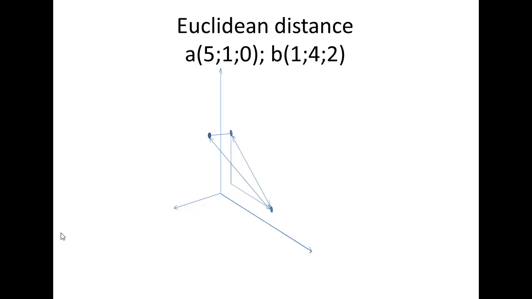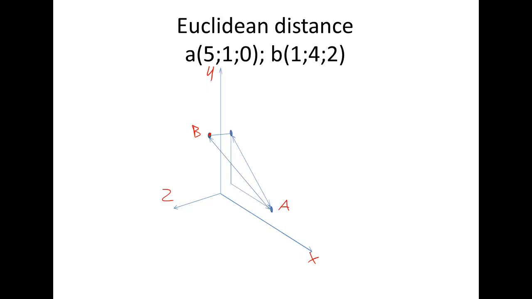So this here is our three-dimensional coordinate set. This is x this time, this is y, and this is z. Our first point is 5, 1, 0, which is this point. This is the point A. And our second point is 1, 4, 2, which is this right here. This is the point B. And how do we measure their distance?